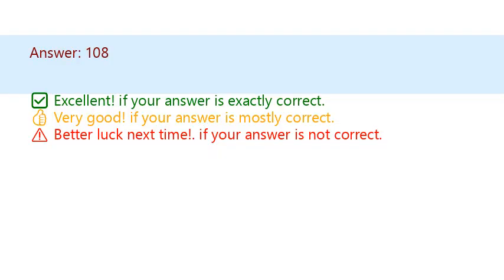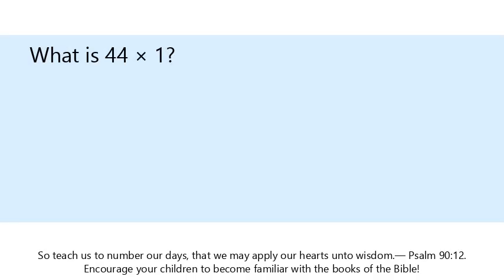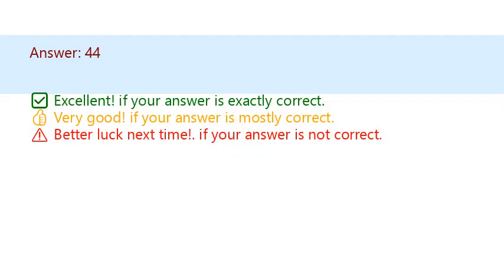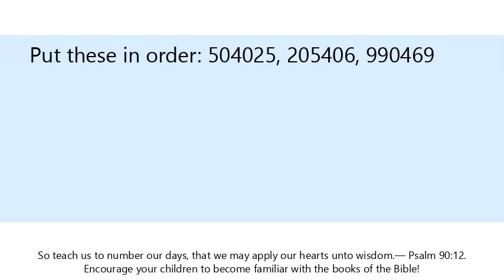Answer, 108. What is 44 times 1? Answer, 44. Put these in order: 504025, 205406, 990469.